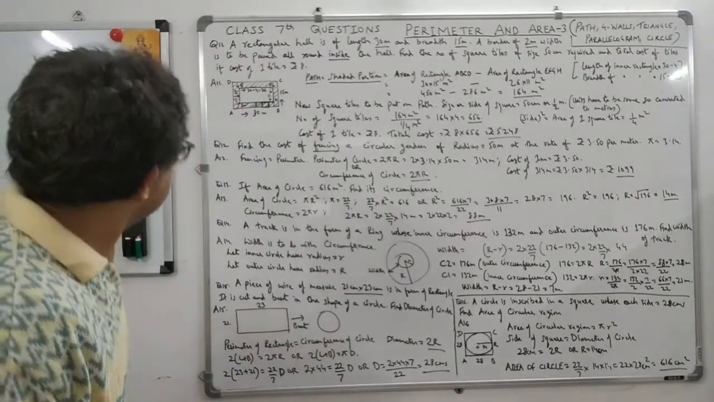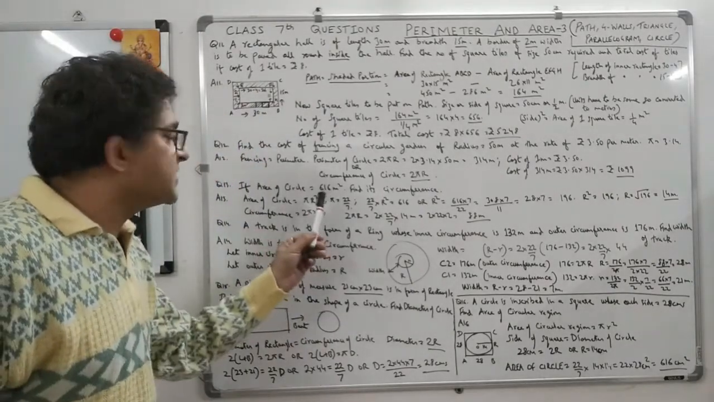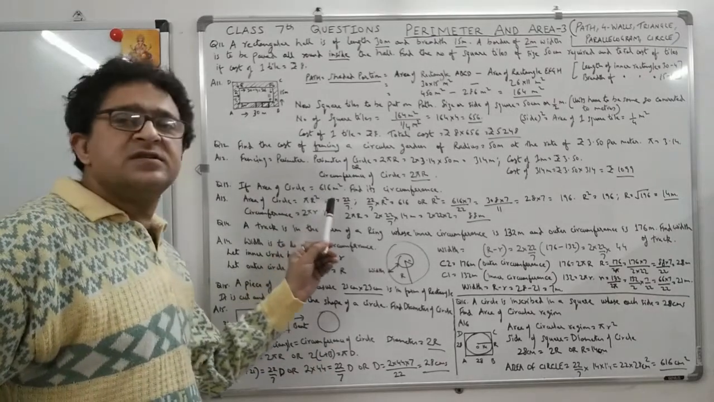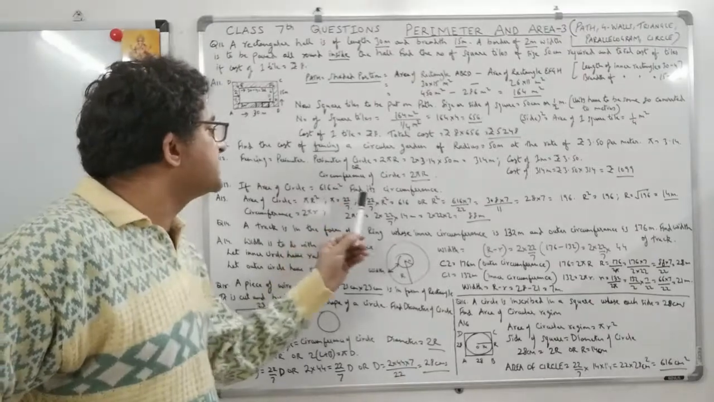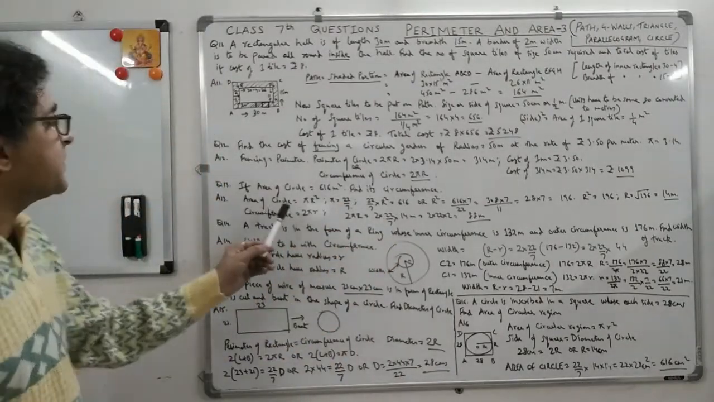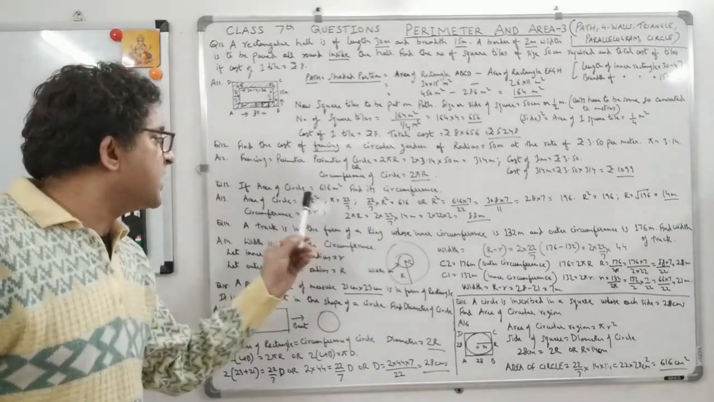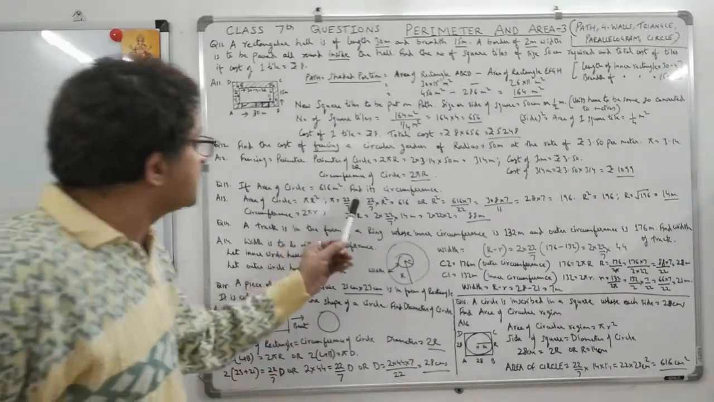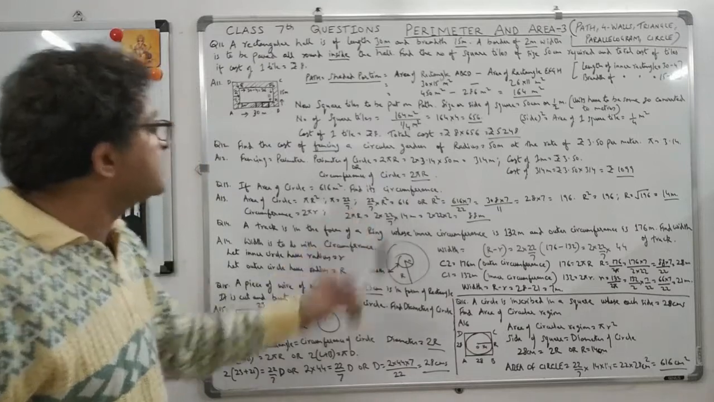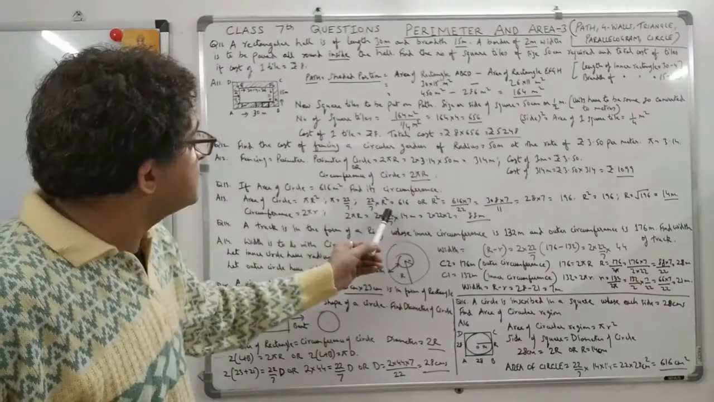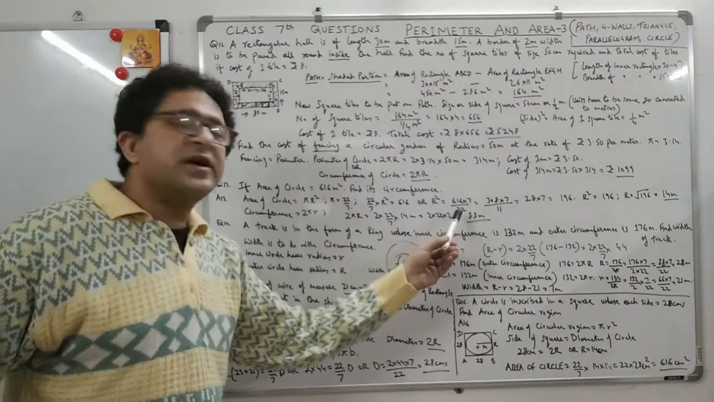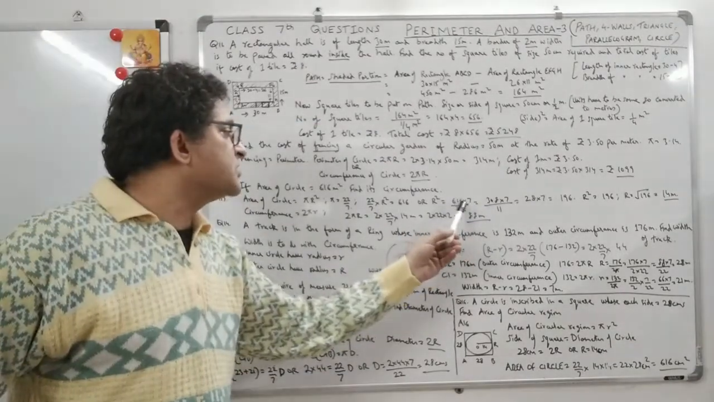So another question: if the area of a circle is 616 meters square, find its circumference. Simple. Area of circle is pi r square. We all know pi is 22 by 7. Okay, so 22 by 7 into r square is equal to 616. r square is equal to 616 into 7 upon 22. So what happens? You cut this by 2. This becomes 11. This becomes 308.